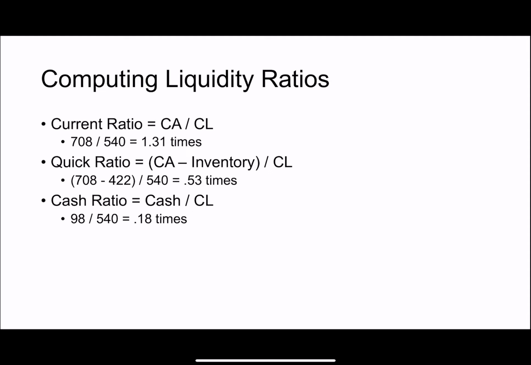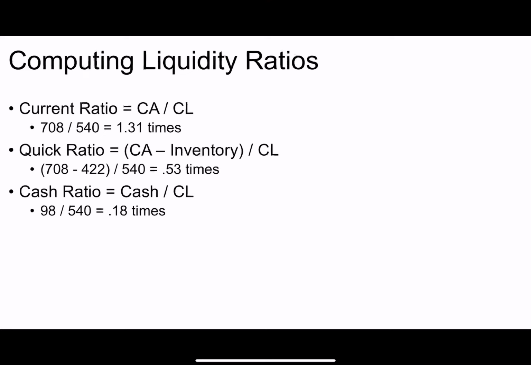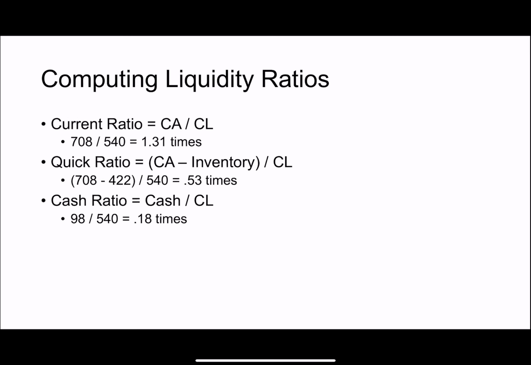So the first obvious ratio would be the current ratio. What it does, it just takes your current assets and divides by current liabilities. Ideally, you want it to be greater or equal to 1. You don't want it to be less than 1, because if it's less than 1, it means that your current assets are not enough to cover all of your short-term obligations.